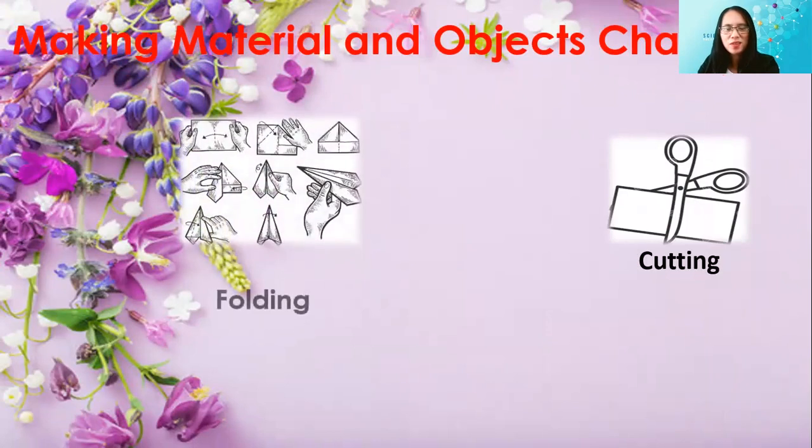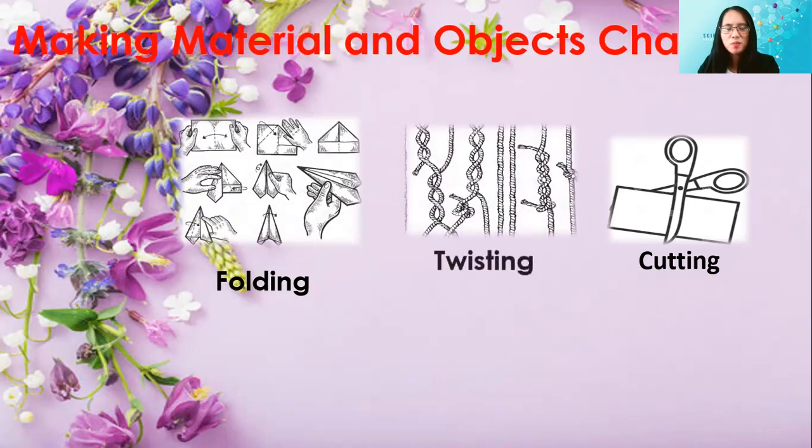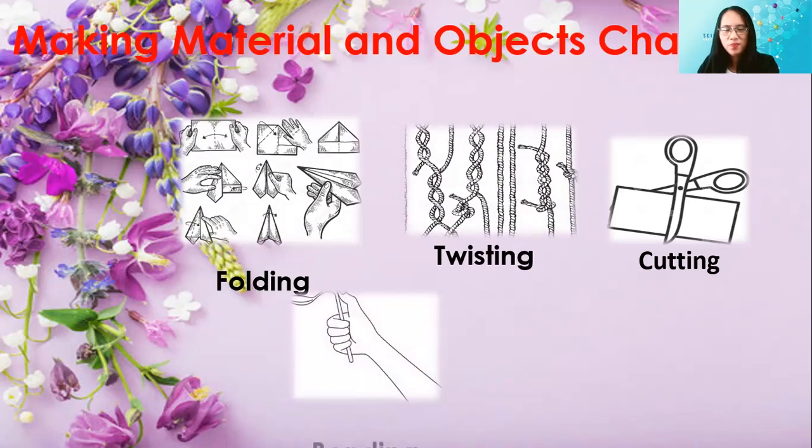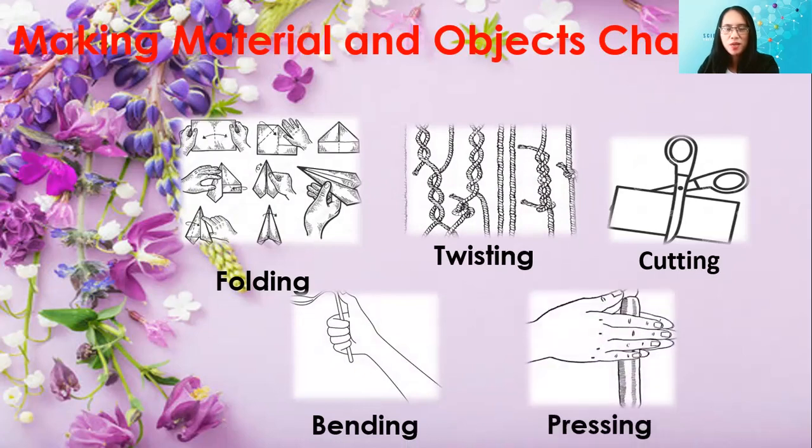Next is by folding. Next one is by twisting and by bending. And the last one is by pressing. So these are the ways on how to make materials and objects change.